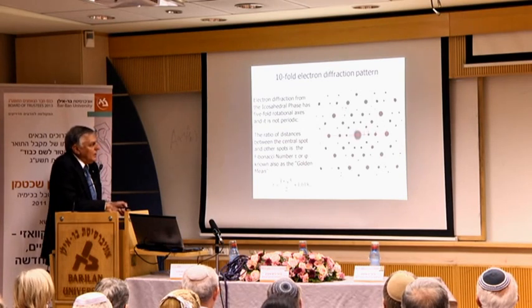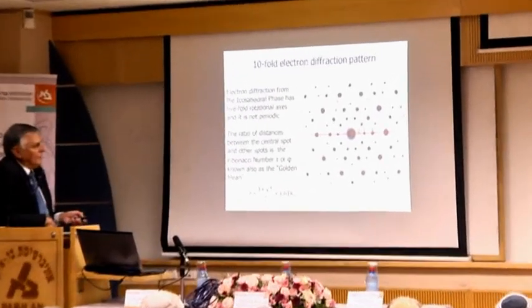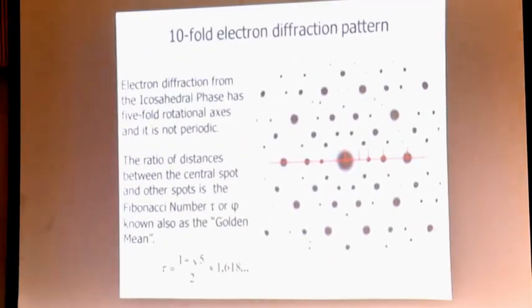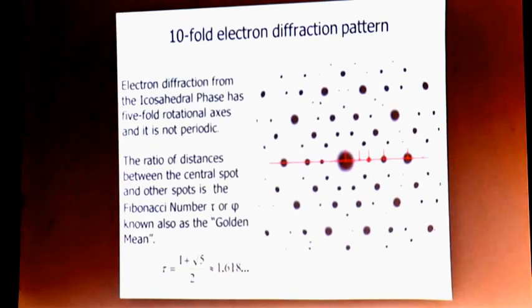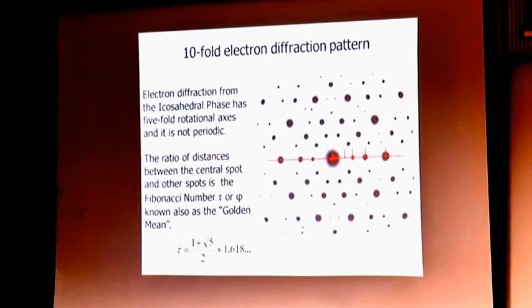But look here. Look at the ratios of distances. There is no periodicity here. Take the distance from the center to this spot here, multiply by 2, and you get here. And there is nothing there. Take this distance from here to here, multiply by 2, and you get here, and there is nothing there, and so on and so forth. The ratio of this distance, from here to here, divided by the distance from here to here, is an irrational number, tau, known also as the Fibonacci number, which is 1 plus root 5 divided by 2, which is 1.618. What I just said, because there is at least one mathematician here, I want to be very precise.